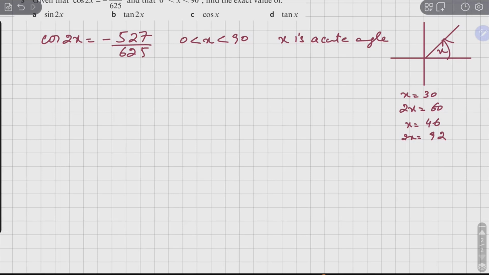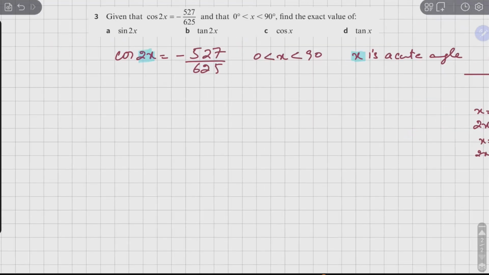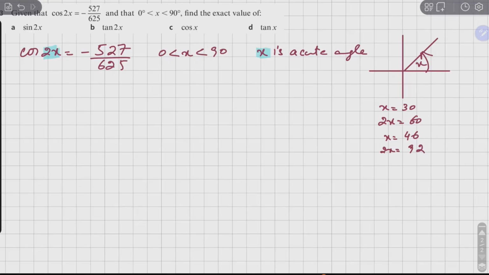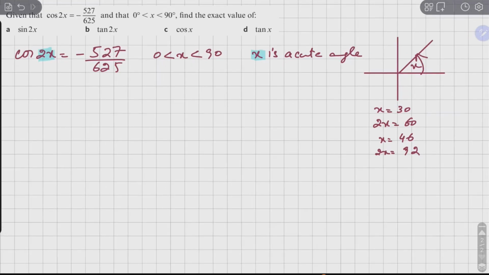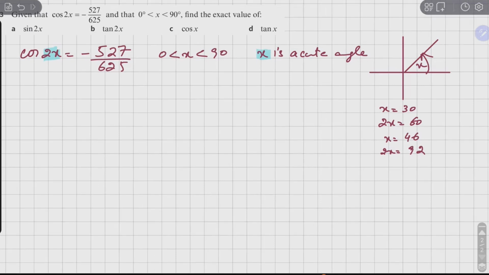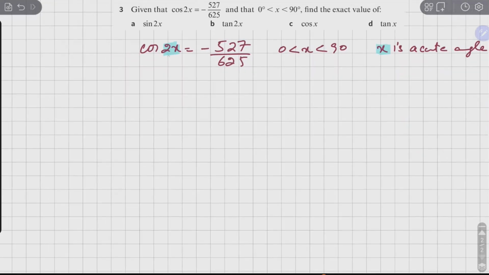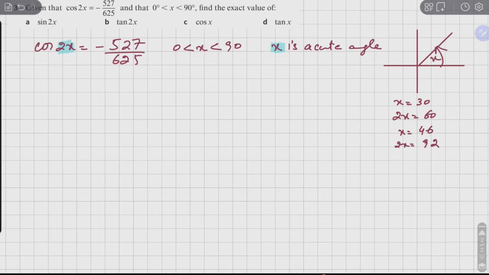Okay. If x is acute, listen very carefully. If x is acute, look at this. This is 2x. If x is acute and acute angle is in the first quadrant, then all the trigonometrical ratios will give you the positive answer. Okay, what is happening in the given information? Cos 2x is equal to negative. It means when you double the angle, you will move to the quadrant number 2, where cos is negative. Right? So this is the idea.